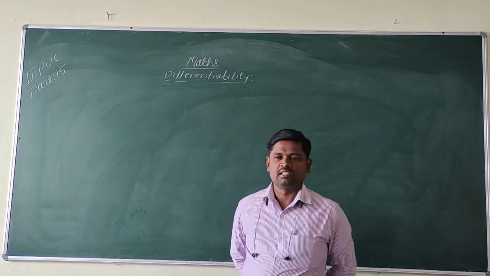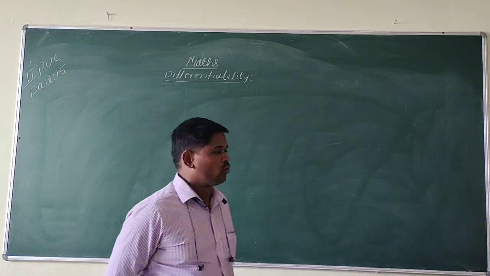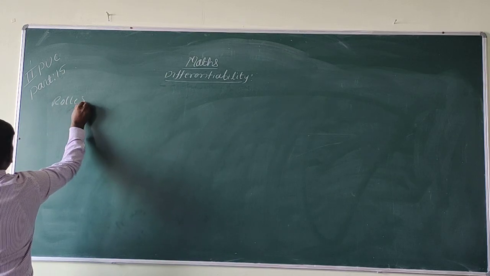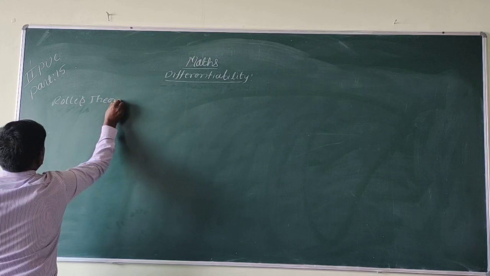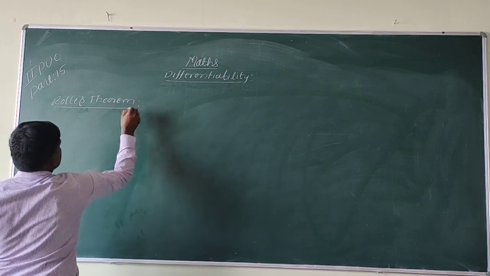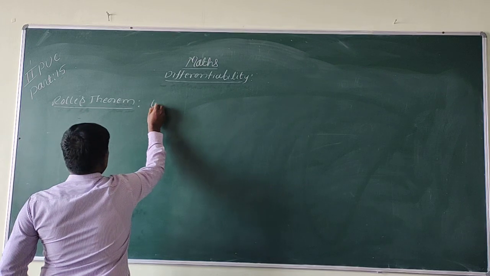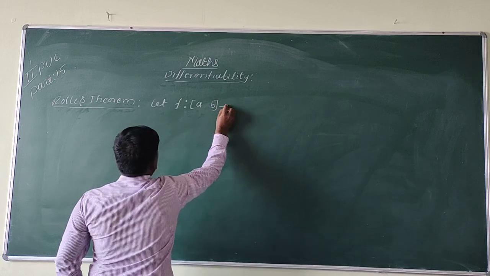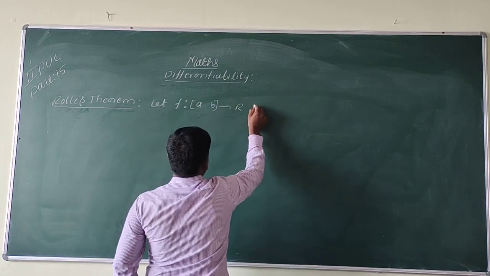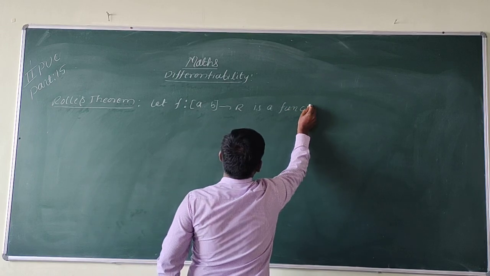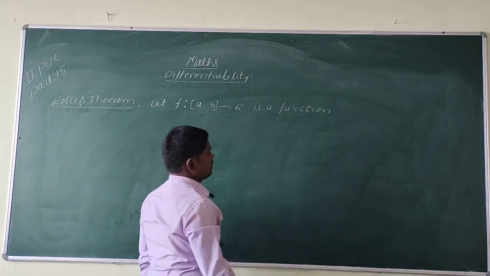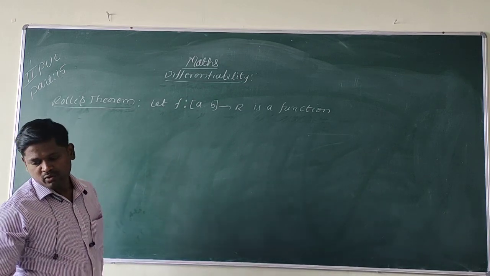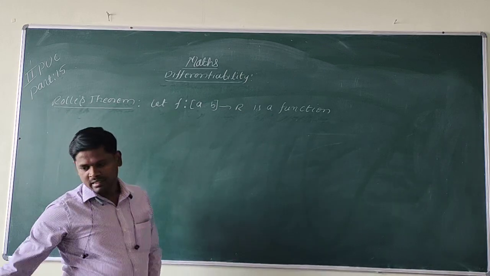First, see the definition of Rolle's theorem. Rolle's theorem statement: let f be a mapping from [a, b] to the real numbers, so f is a function. I am considering one function f mapping from [a, b] to R.